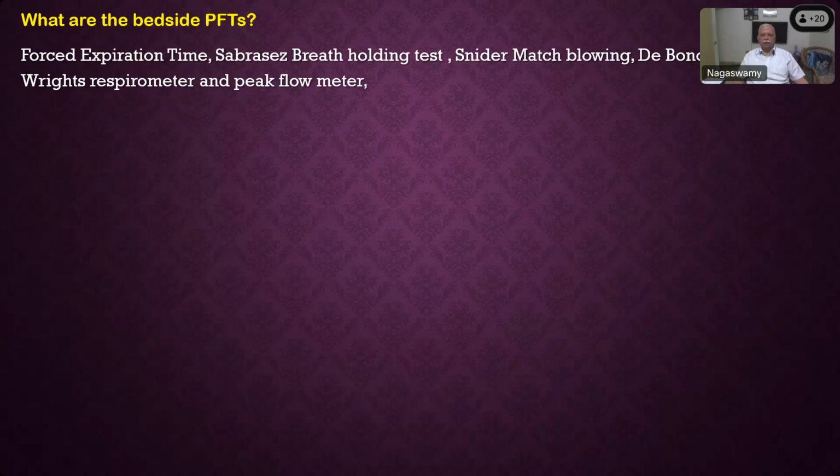Okay. Then Snyder match blowing test. How do you do the test? Ask the patient to blow a match held at what distance? 6 inches or 15 centimeters away from the open mouth. Person should not purse his mouth and blow. He should keep his lips well open.